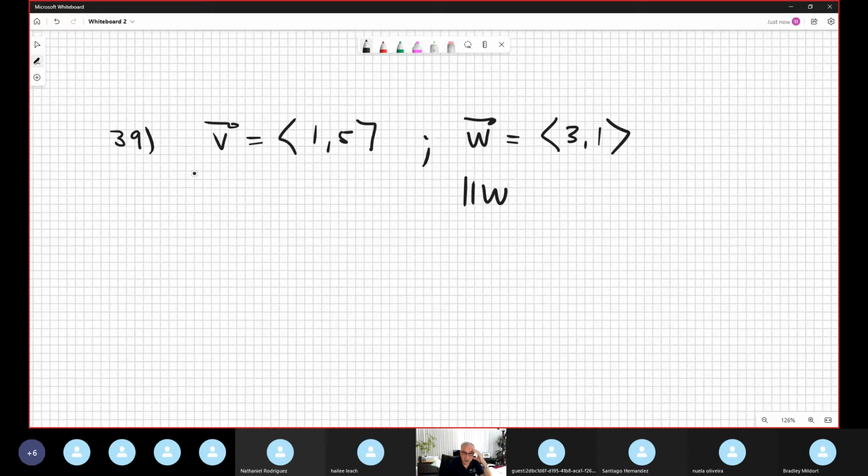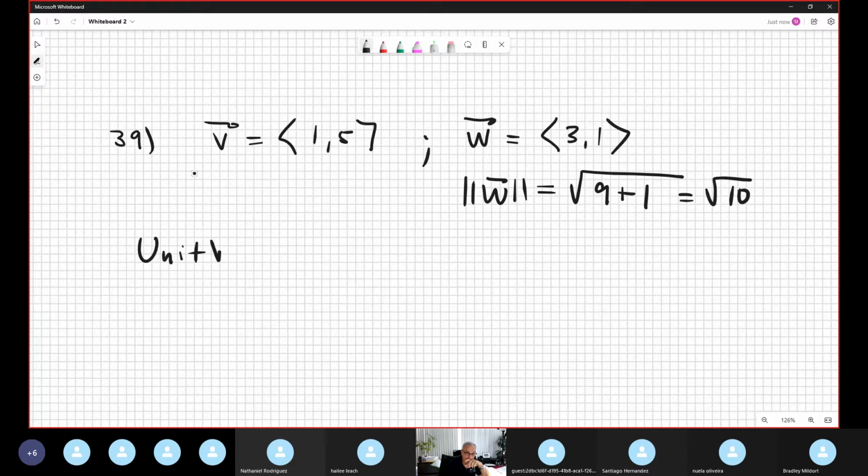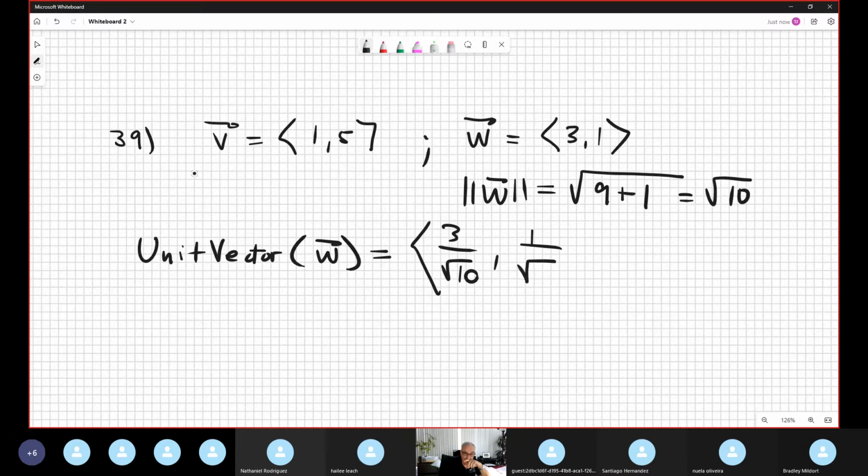You compute, first of all, the magnitude of this vector. It is square root of 3 squared, which is 9, plus 1 squared, which is 1. And you divide, so the unit vector in the direction W is equal to 3 over radical 10, comma 1 over radical 10. So I highly recommend leaving it like that, because the rationalization we do at the last moment. It is not necessary now, because you complicate your life.